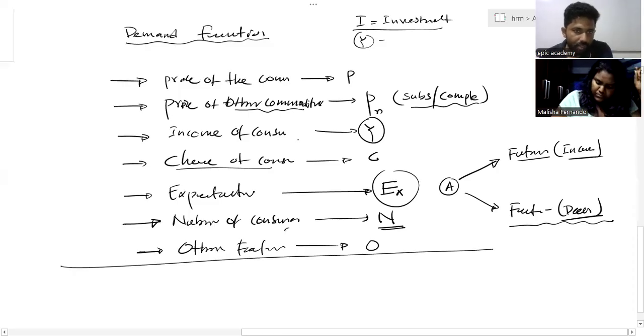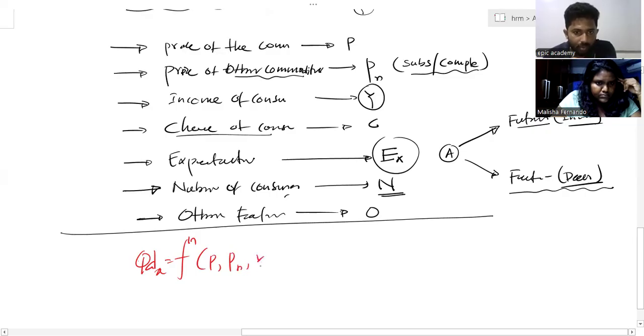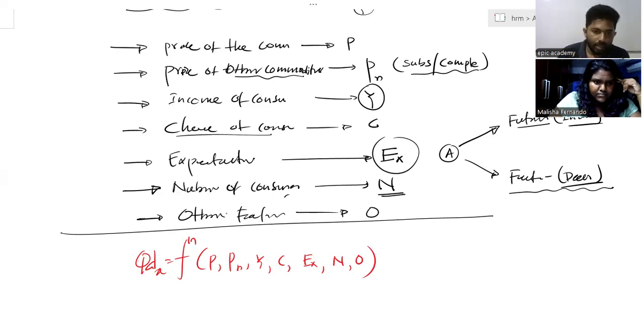So we have already identified all the factors related to demand. Now we are going to discuss the function of demand: Qd = f(P, Pn, Y, C, Ex, N, O). This is the function of demand: P, Pn, Y, C, Ex, N, and O.